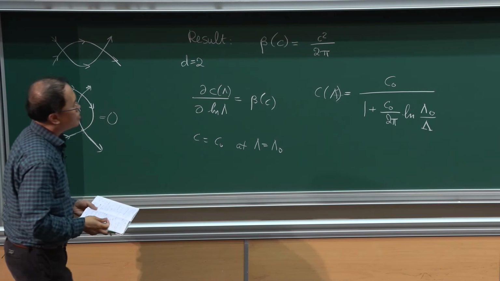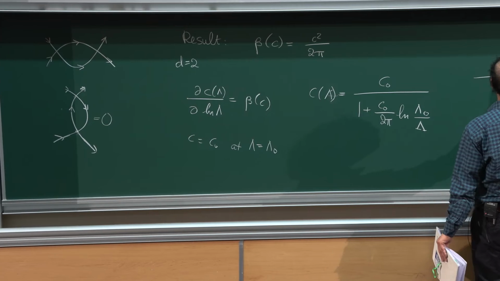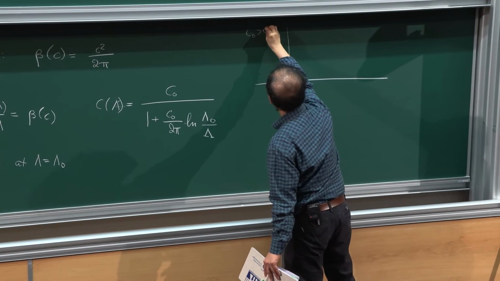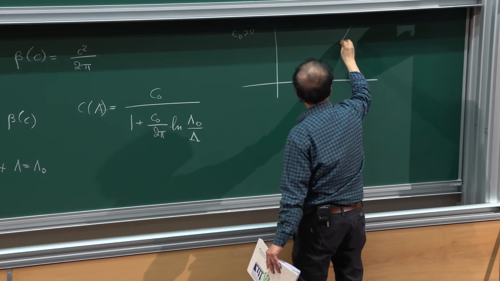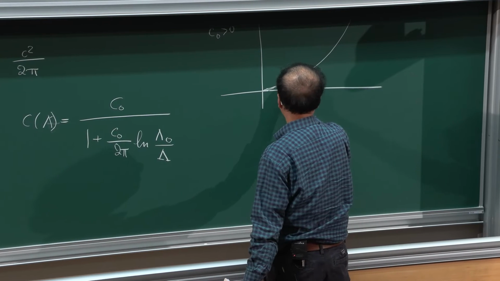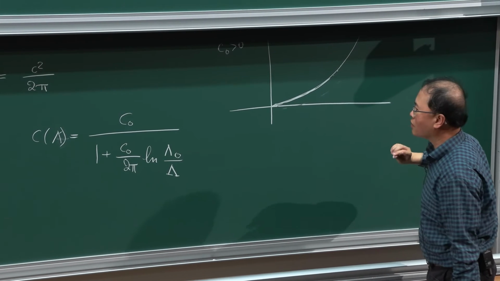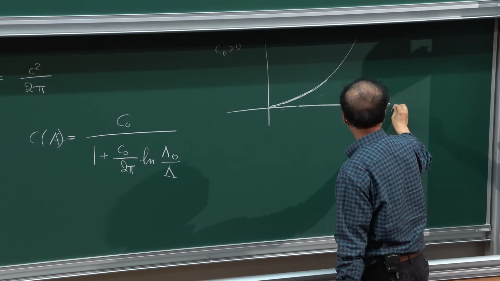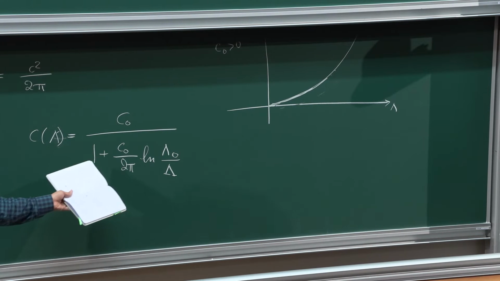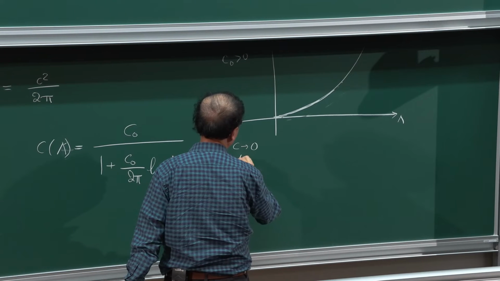There are two cases to be distinguished. One is when the coupling constant C0 is positive. When C0 is positive, the character of the running of the coupling is something like this. I'm just drawing schematically, not to be thought of as quantitatively accurate. When lambda goes to 0, this logarithm becomes larger and larger, and C goes to 0. The coupling constant goes to 0 in the infrared.